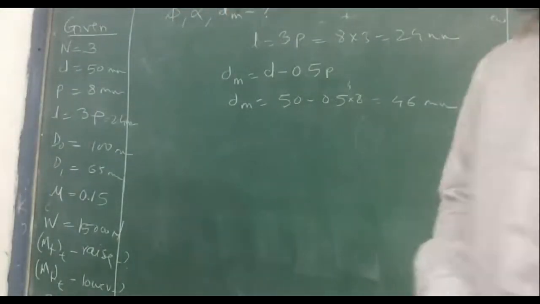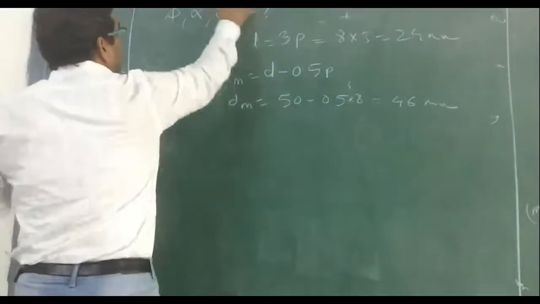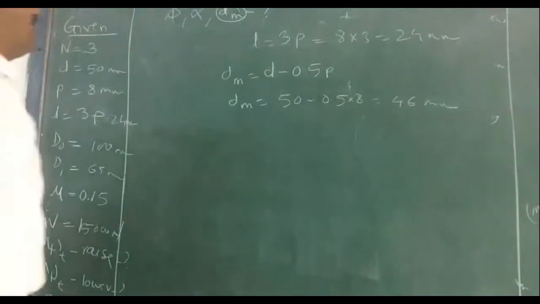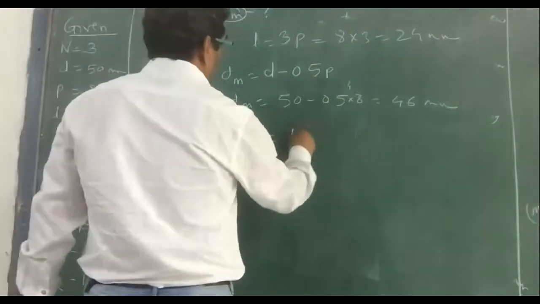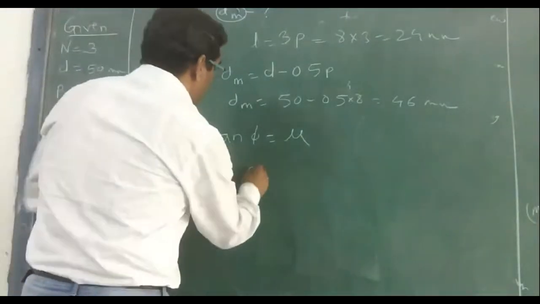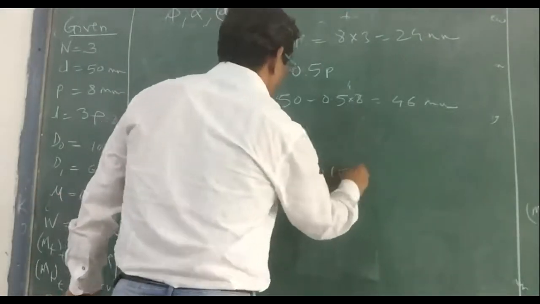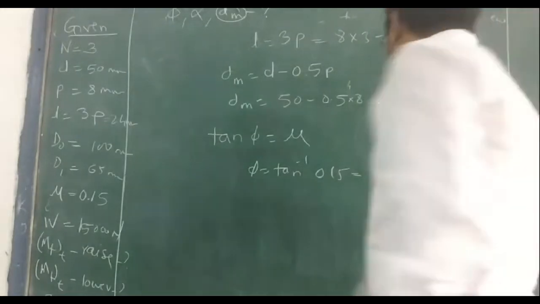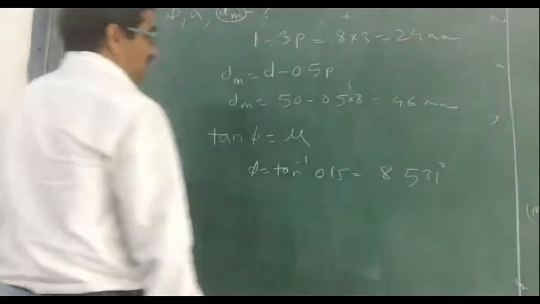Let me just verify. Now we need to know tan phi and alpha. Now what is tan phi? Phi is the angle of friction, where tan phi is equal to mu, the coefficient of friction. It is given as 0.15. So phi is equal to tan inverse of 0.15, which comes down to 8.531. So we know phi.